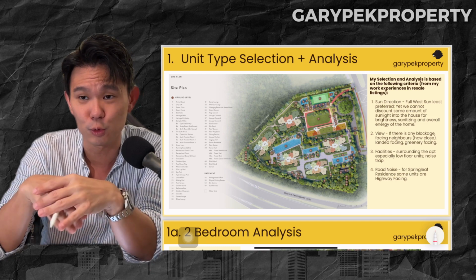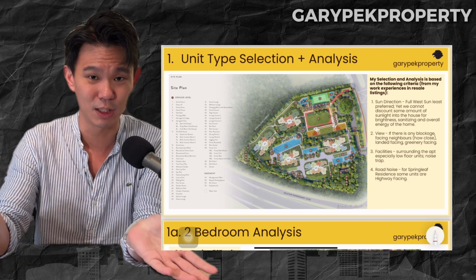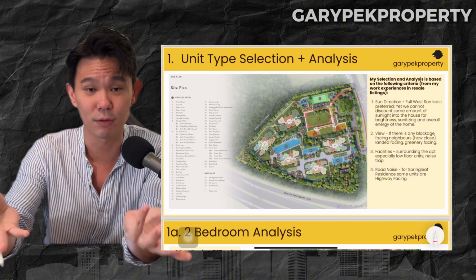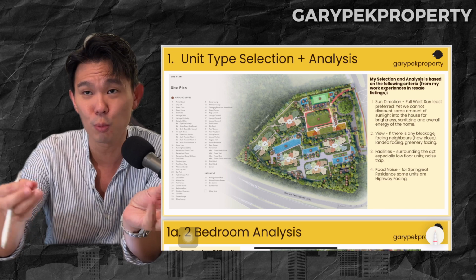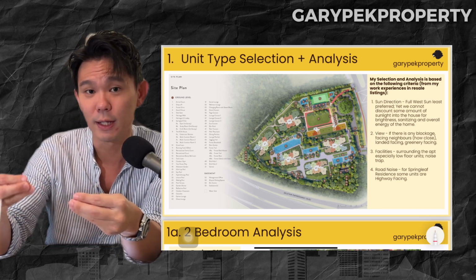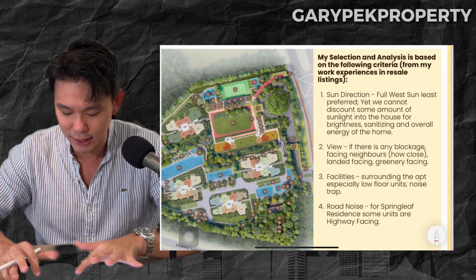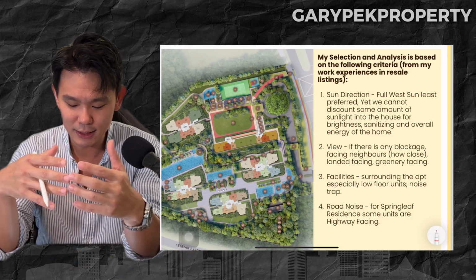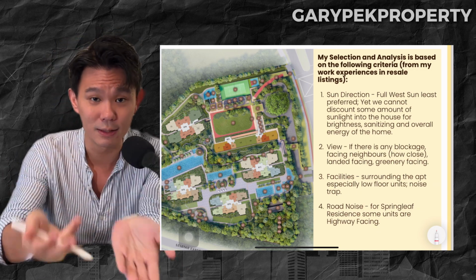I will try to help you spot where the starting from prices are, since the developer has been very generous to give us the starting from price at the start of the week before the launch of the preview. Then from there I also give you my idea of a better stack to look at. If you have some budget, maybe you can look at these few stacks. And how did I derive my selection analysis criteria? It's basically from my work experience in the resale environment, selling resale listings.